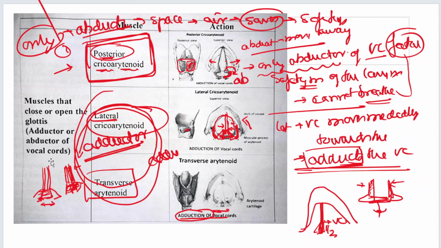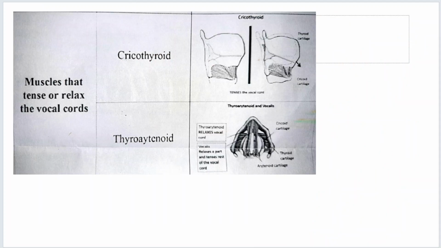The rest of the two muscles are adductors. Now coming to cricothyroid. Cricothyroid is a very special muscle because this is the only muscle which is supplied by the superior laryngeal nerve, external laryngeal branch. We are going to talk about it in the nerve supply.